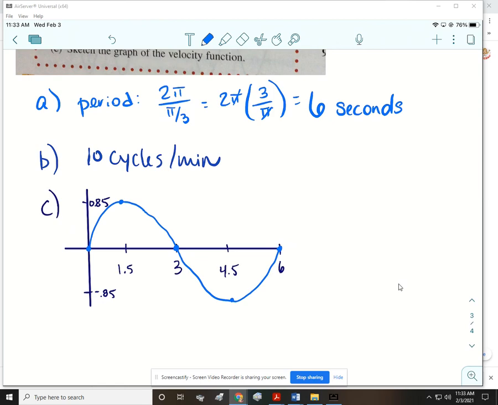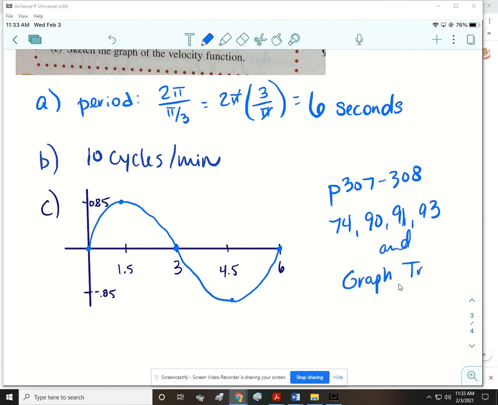Okay. So what I want you guys to do on pages 307 to 308 is numbers 74, 90, 91, 93, and then also a worksheet that I am attaching. It's the graph trig functions worksheet.